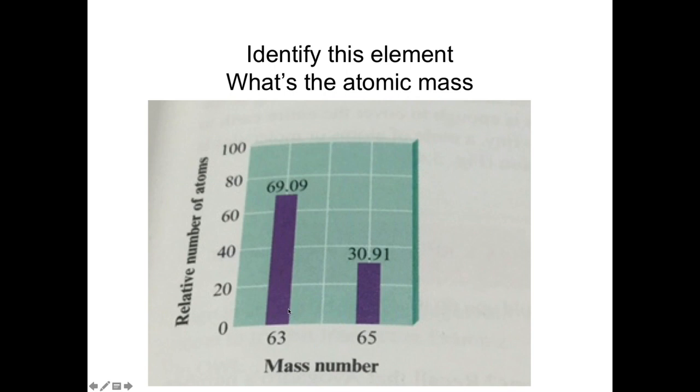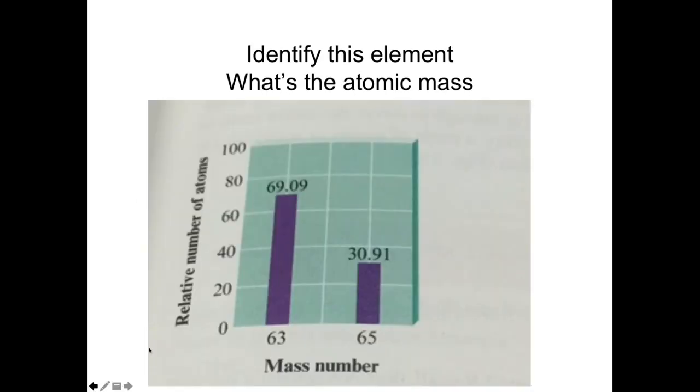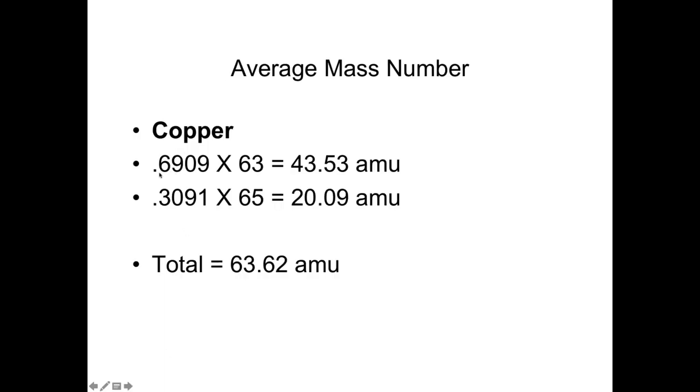And when you look at the periodic table for an element that has a mass around 63 or 64, that element's actually going to be copper. And this is the data for copper from this graph. So the percent of copper, which we got from the graph, is 69.09. So I'll put that into a decimal. And then that's 63. So we take that times this to get this AMU.